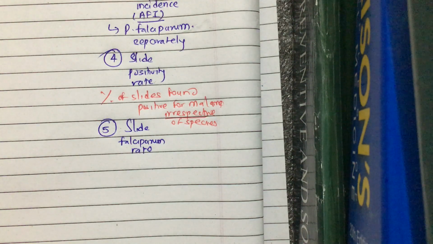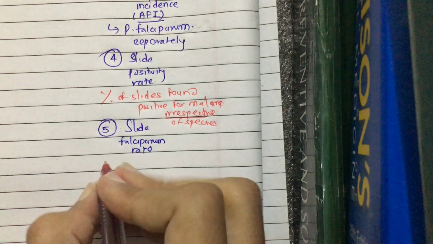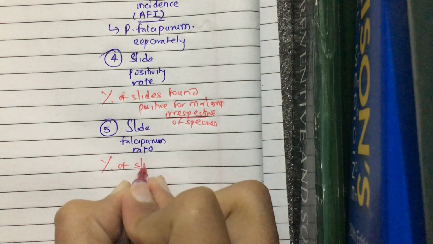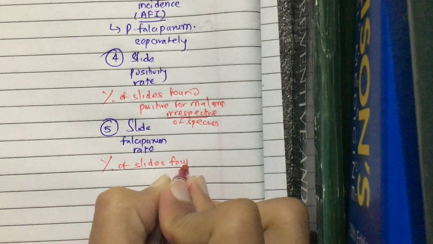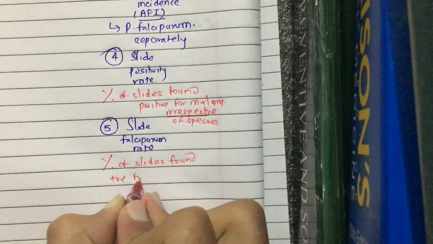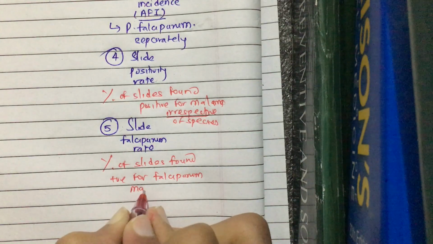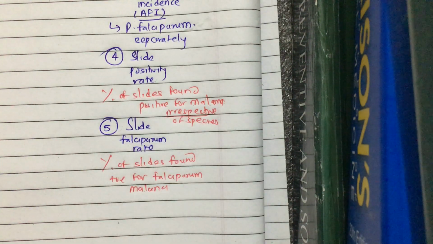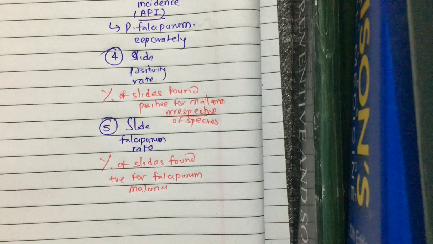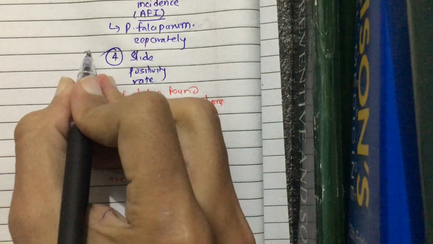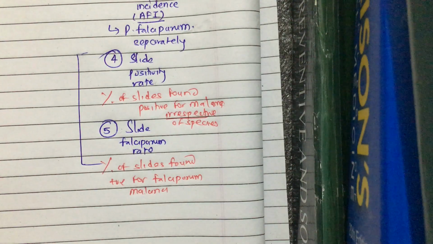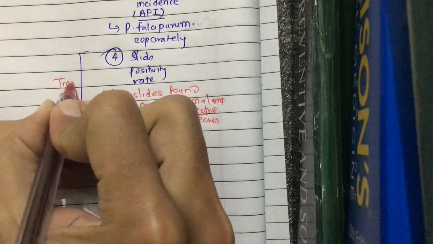Whereas slide falciparum rate means it is a percentage of slides found positive for falciparum malaria. So slide positivity rate means the percent of slides found positive for malaria, it can be of any species, whereas slide falciparum rate means the percent of slides found positive for falciparum malaria. These two denote the trend of malaria transmission.